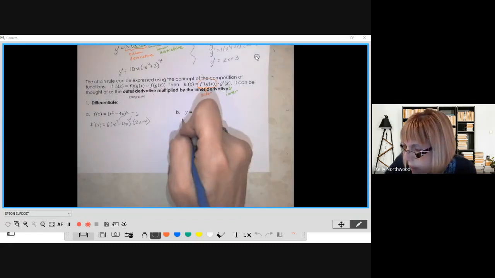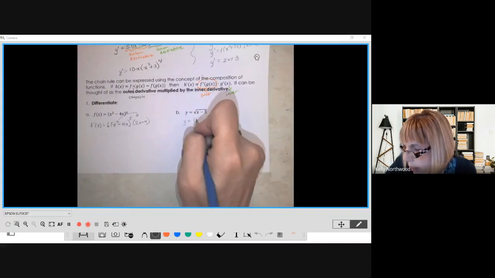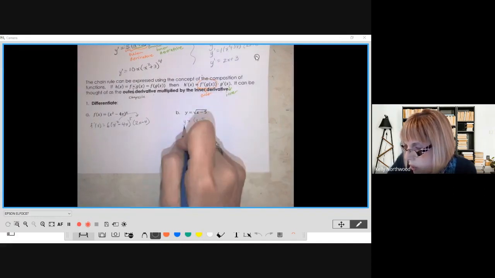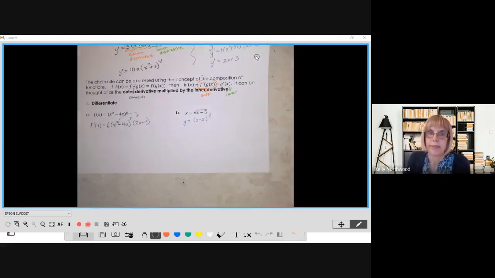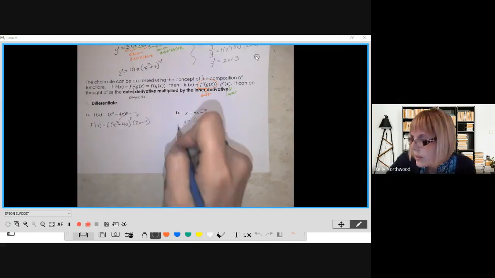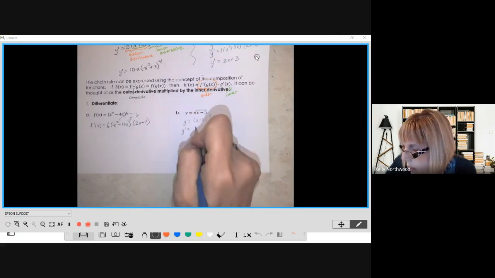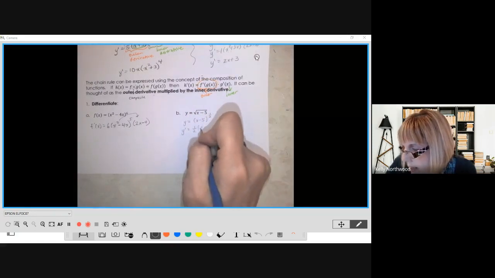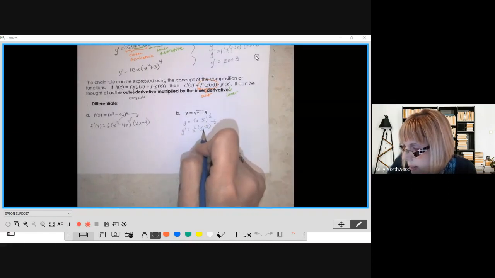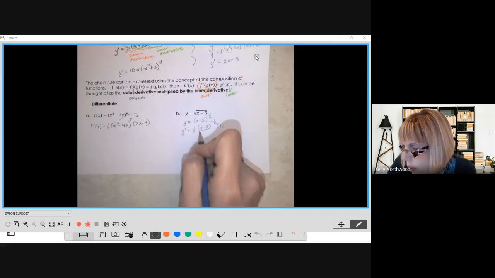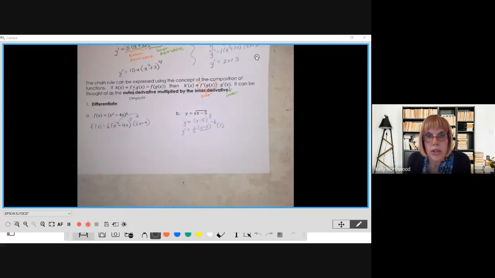Okay, the next one, we have to first write it as a power function. So we want to rewrite it. So this is just y, not y prime. y is x minus 5 to the 1/2. So y prime is going to be 1/2 times x minus 5 to the negative 1/2, and then times the inner derivative, which is just 1. The derivative of x minus 5 is just 1. Any questions on that part?